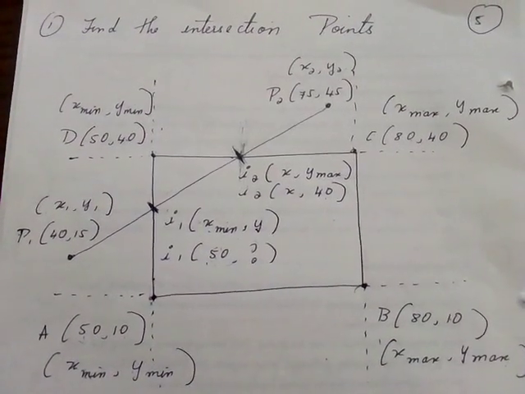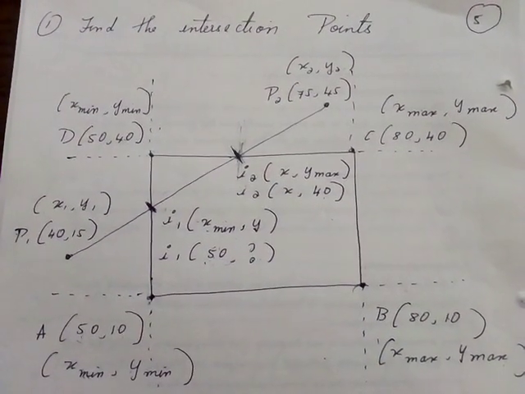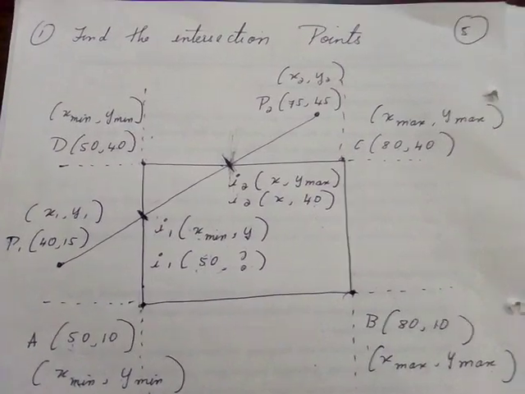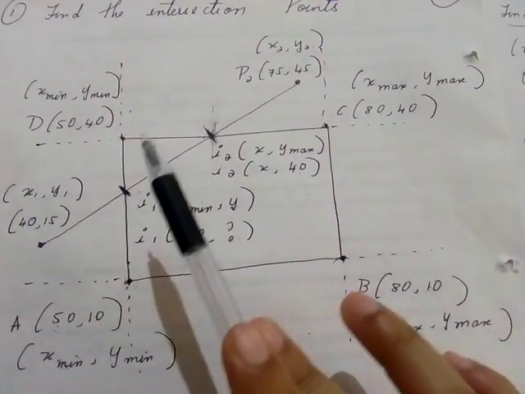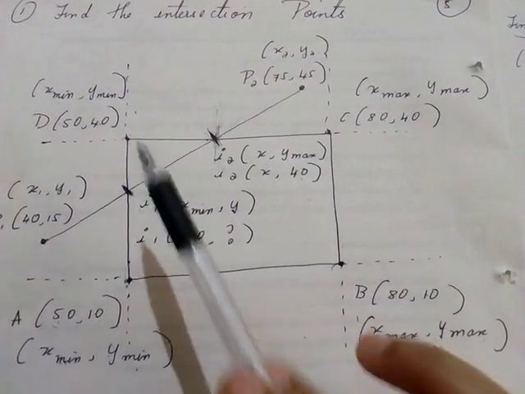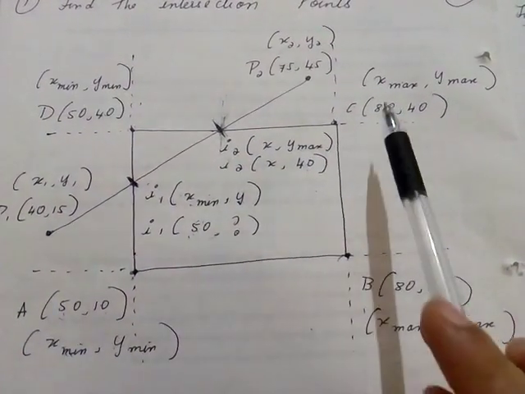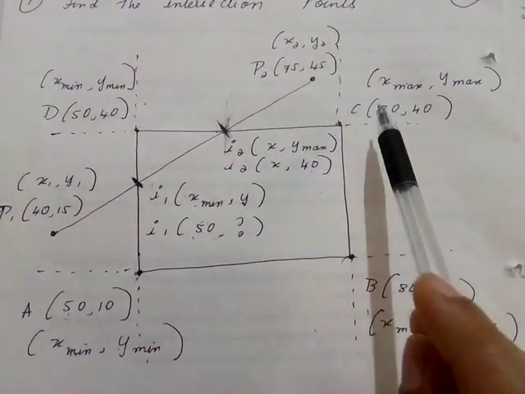Hello students, we'll solve a problem for finding the intersection points. Okay, so this is the window and the window coordinates have been given, that is A, B, C, D.